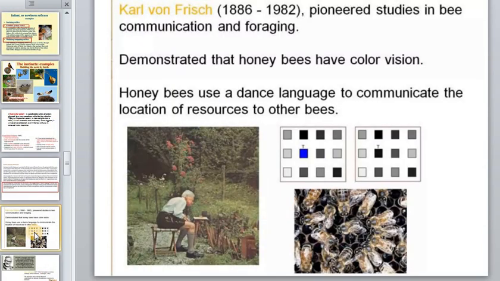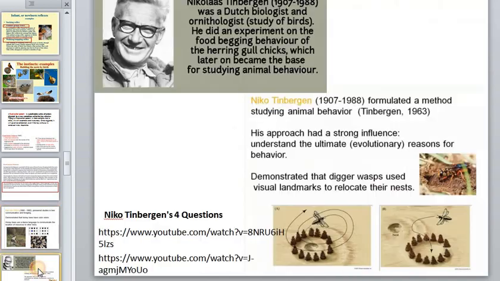So here we see Karl von Frisch. His pioneering studies on bee communication demonstrated that honeybees have color vision, and that honeybees use a dance language to communicate the location of resources to other bees. That was his work in the field.